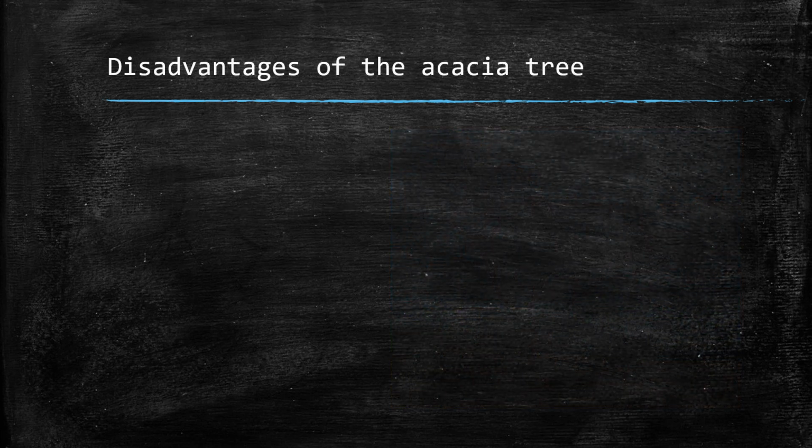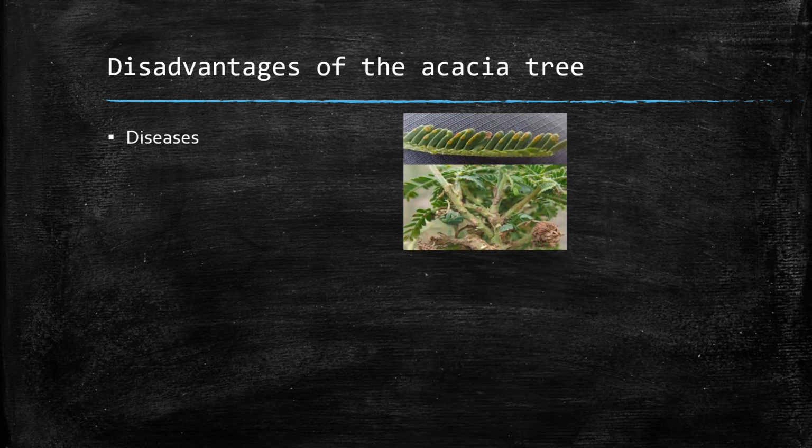Some disadvantages of the acacia tree. Number 1. Diseases. The acacia trees are very open to various diseases that can make them look unattractive. So acacia rust occurs when a fungus infects a plant, causing dark brown fungal spores to cover the plant's leaves. The fungal spores are easily spread through wind, which can affect other plants.